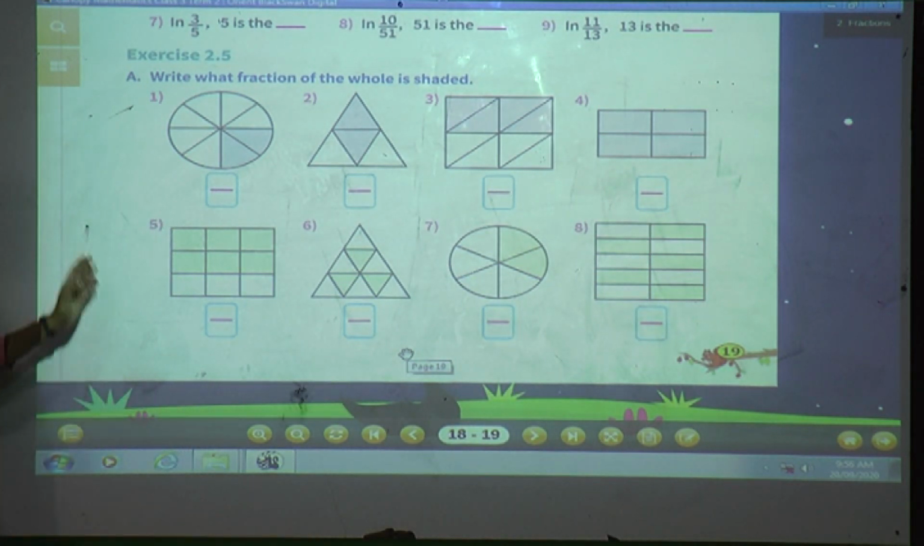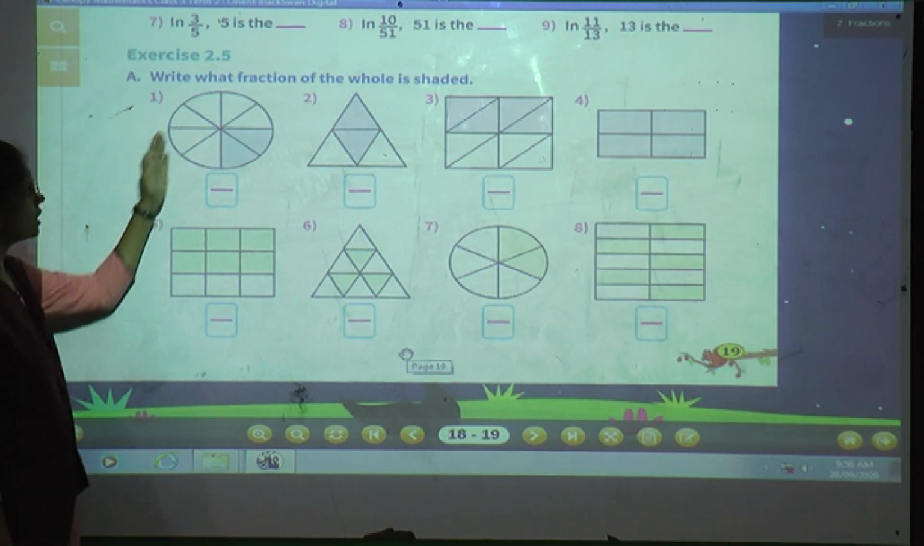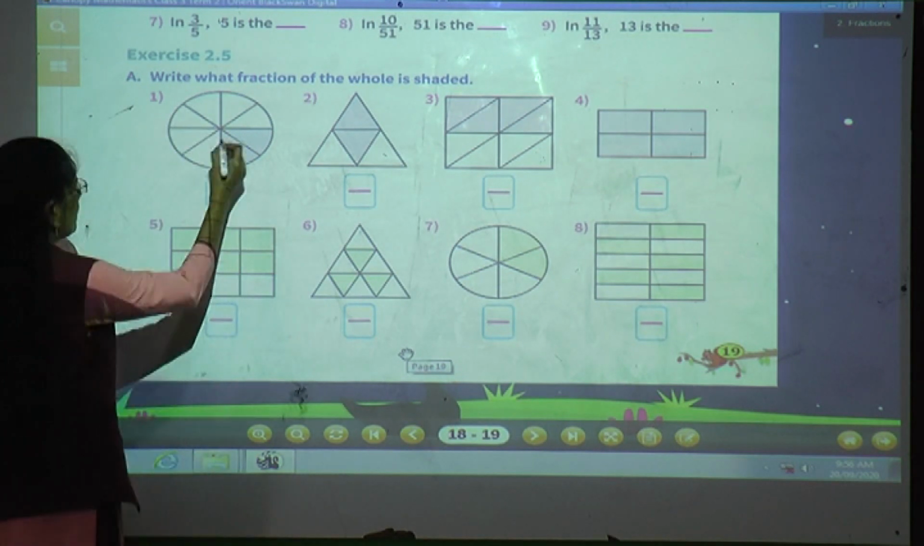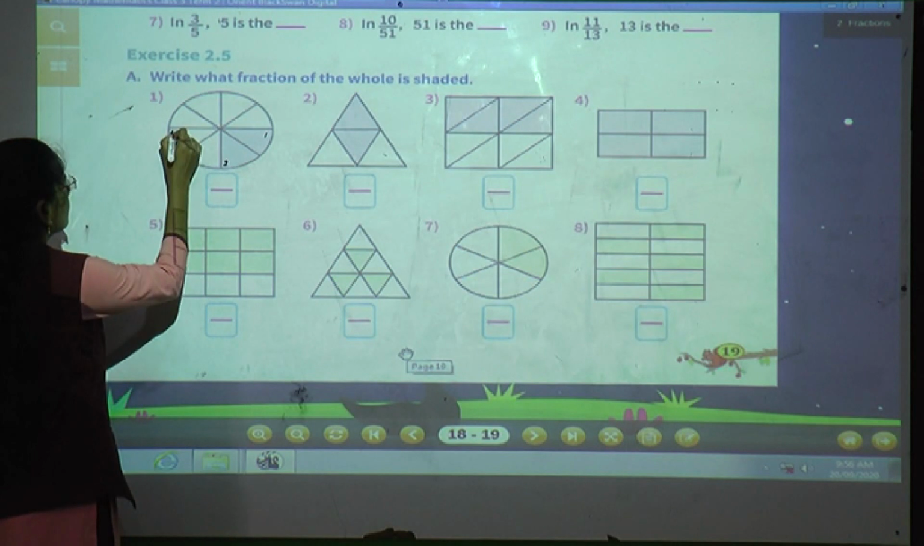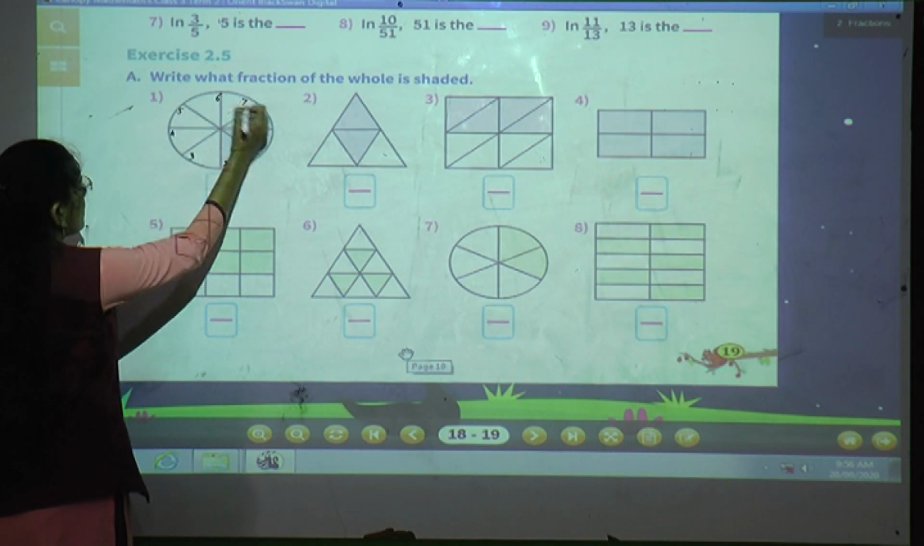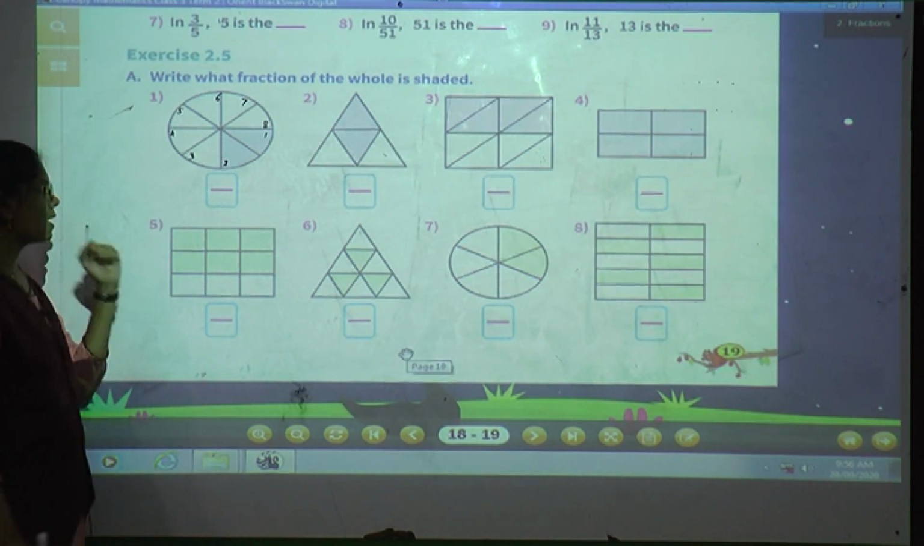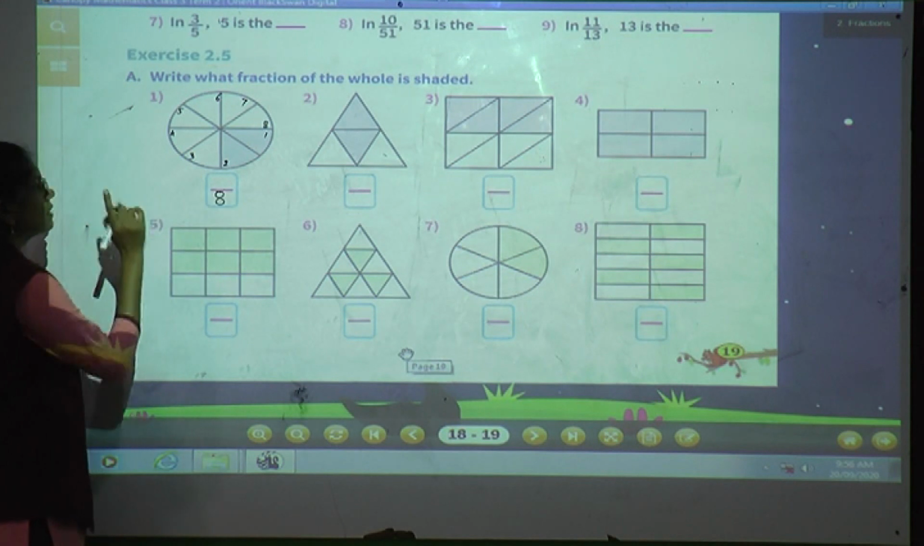Now see students, here are some examples that are given to us, and we have to write what fraction of the whole is shaded. Now here in this first example we have to write the fraction of the shaded part. Now count the total number of parts you can see here. So let us count 1, 2, 3, 4, 5, 6, 7, 8. This whole is divided into 8 equal parts. So in this fraction 8 is the denominator.